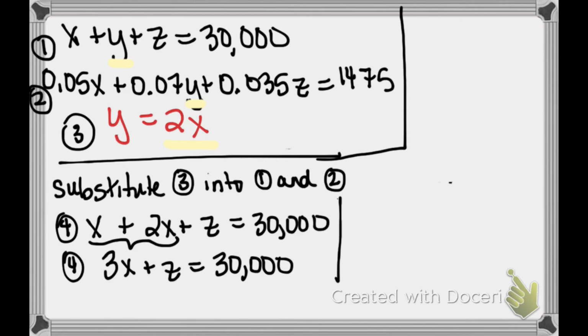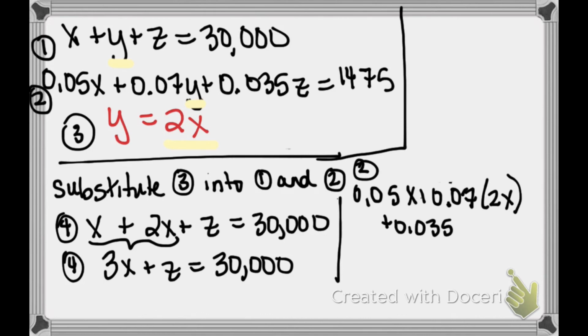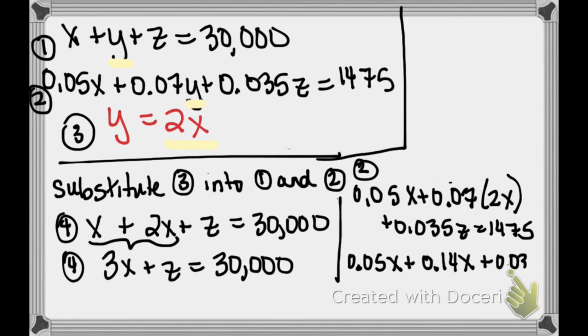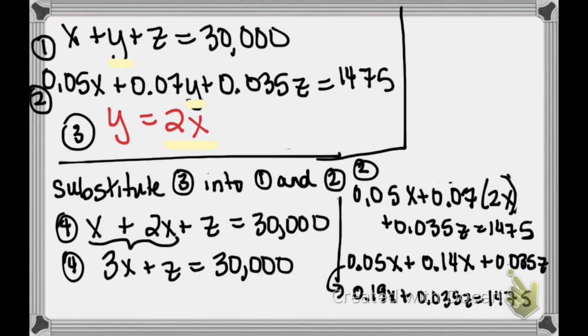Okay, I need to do this again, and I need to substitute equation 3 into equation 2 now. So again, I'll have 0.05x plus 0.07, and instead of y, I'm going to put in 2 times 2x, plus 0.035z equals 1,475. Those are my interest values for the first, second, and third equation. And of course, I want to rewrite this because it's 0.05x plus 0.14x plus 0.035z.